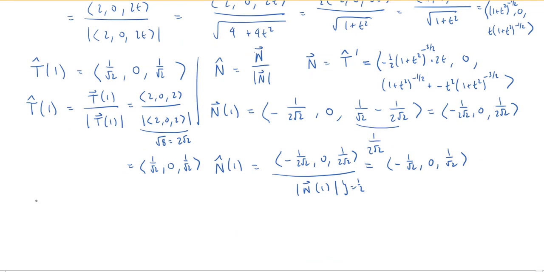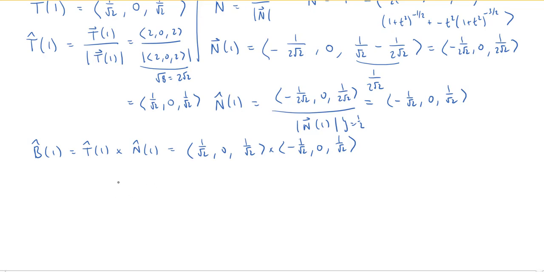Okay, what's left? Well, the last thing we need is our binormal at 1. And we can get the binormal by simply taking the cross product of the two vectors, the tangent vector and the normal vector. So we're going to take the cross product of 1 over root 2, 0, 1 over root 2, cross product with negative 1 over root 2, 0, and 1 over root 2. Or as I prefer to write it, we'll just do it on the side. 1 over root 2, 0, 1 over root 2 times negative 1 over root 2, 0, 1 over root 2.